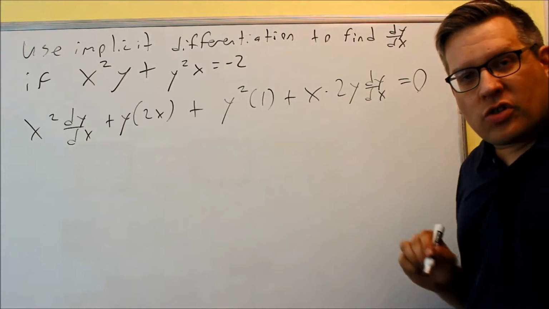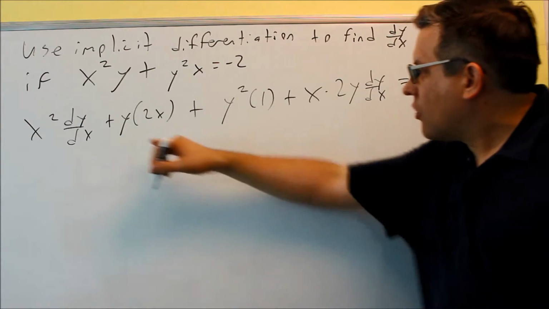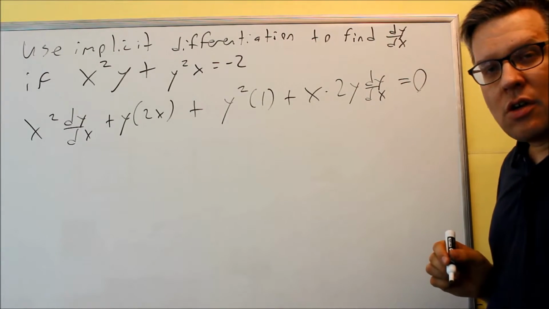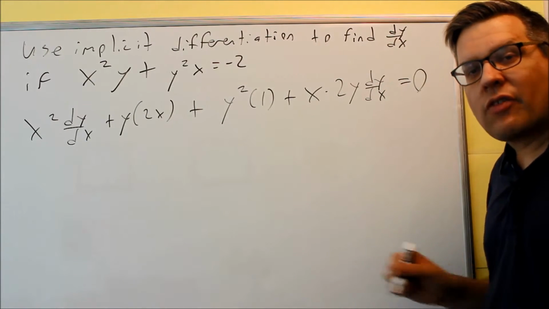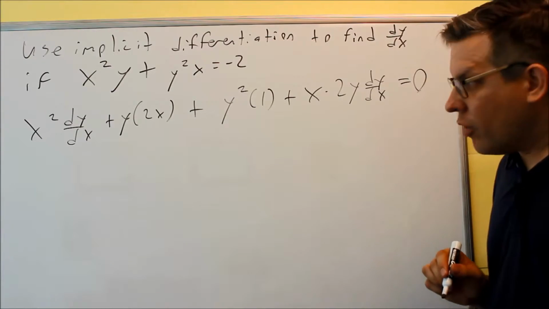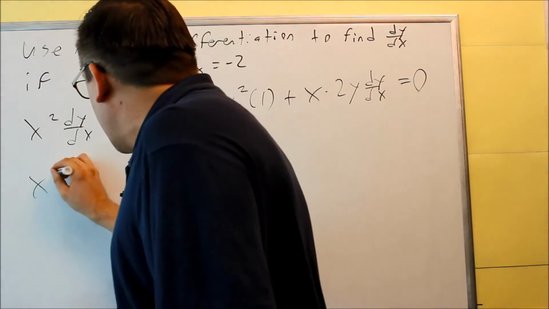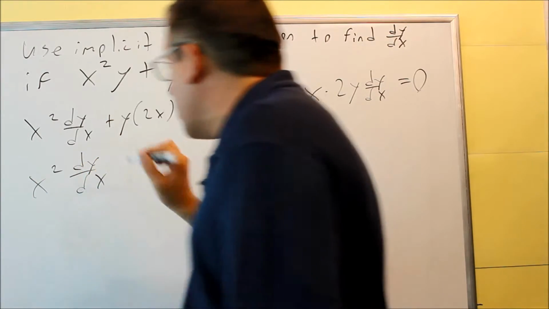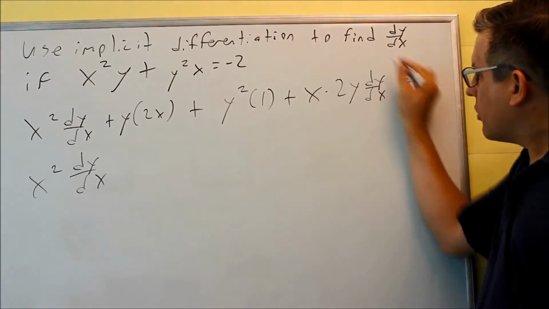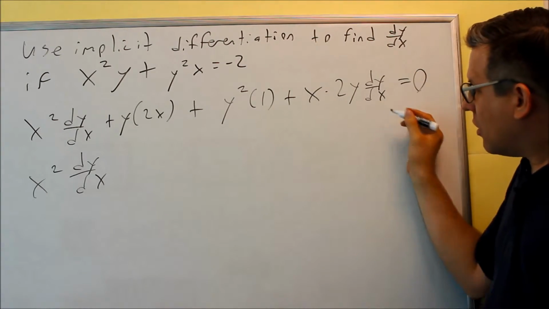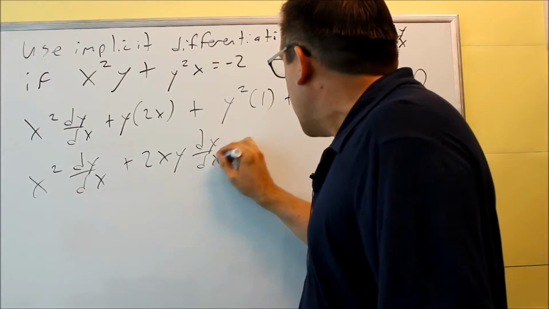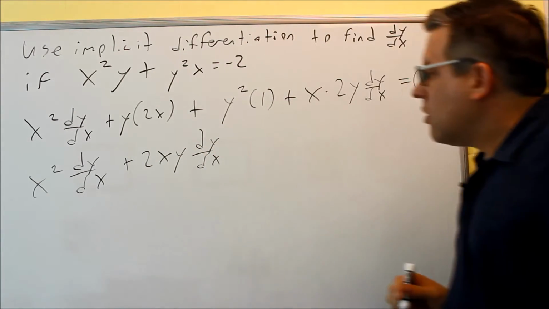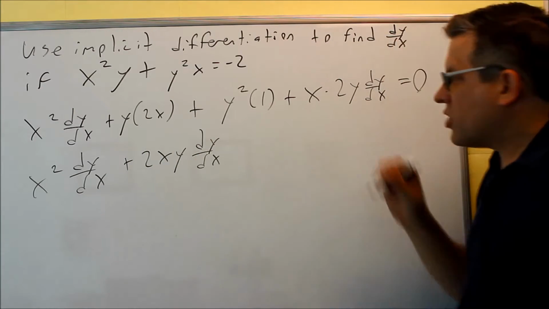Now once you do that first step, then you want to solve for dy dx. So anything that has dy dx, you want to leave that on one side of the equation. Everything else you're going to move over to the other side of the equation. So I have x squared dy dx. I'm going to leave that alone. It has the term I'm looking for. Here's another part that has dy dx. So it's plus 2xy dy dx. Okay, so these are the only two terms that have that in it.